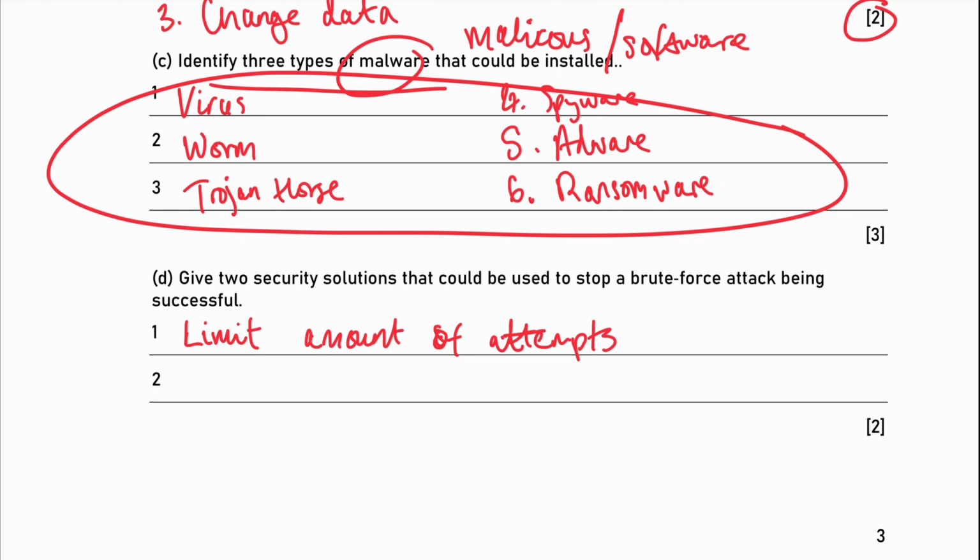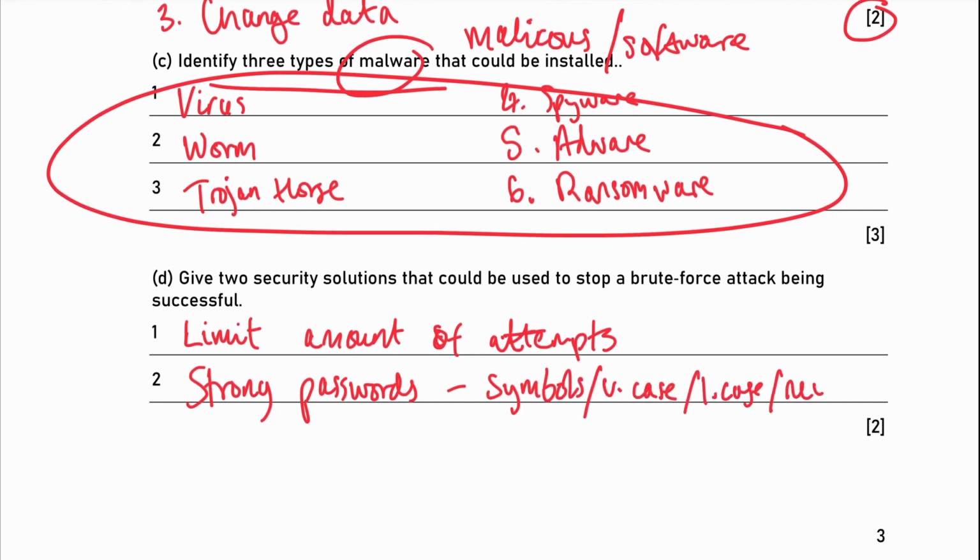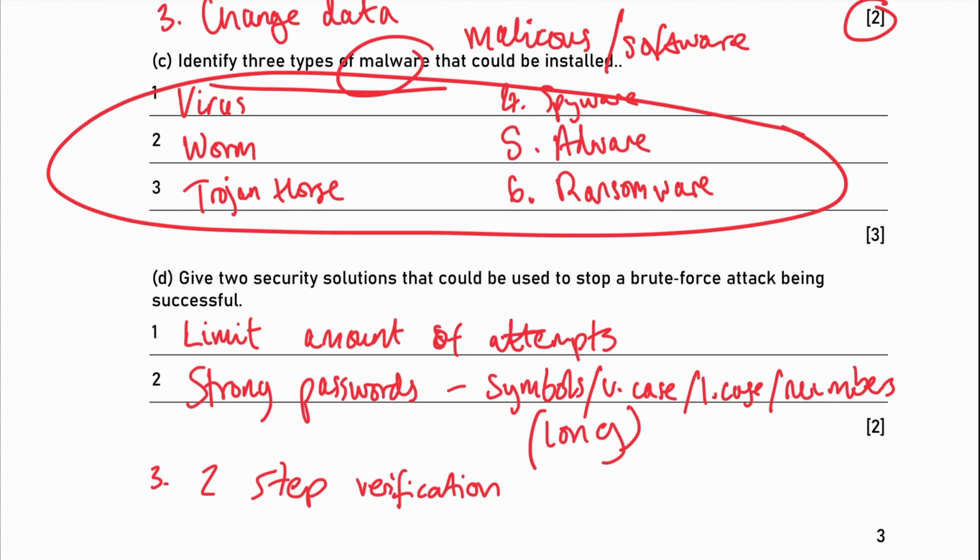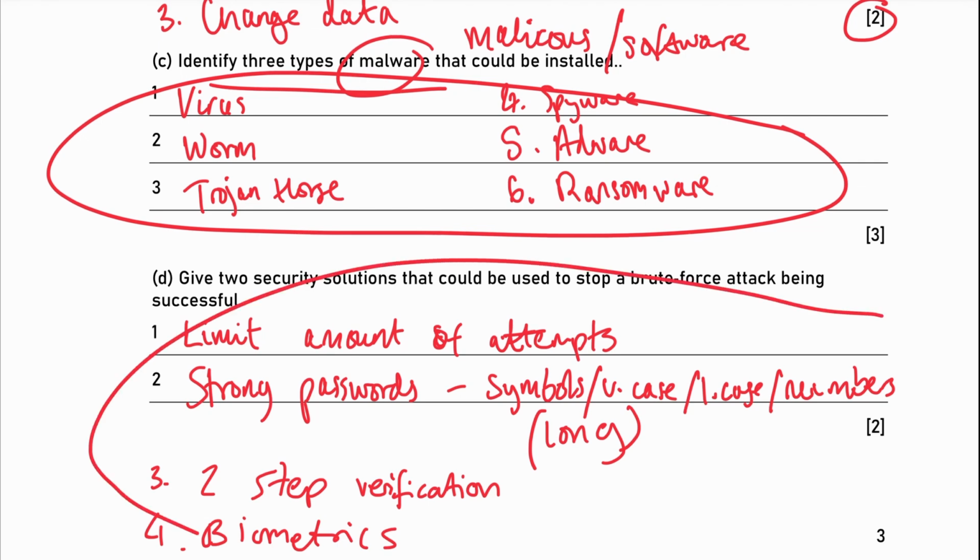We could also use strong passwords, which consist of symbols, uppercase and lowercase, numbers, and also a certain length. So at least 12 characters, for example. You could also say 2-step verification, as this will send an email to the user ensuring that it's them trying to log in. And you could also mention biometrics. As we know with most phones these days, we can unlock them with our face or with fingerprints, but fairly simple of how we stop a brute force attack with these 4 examples here.